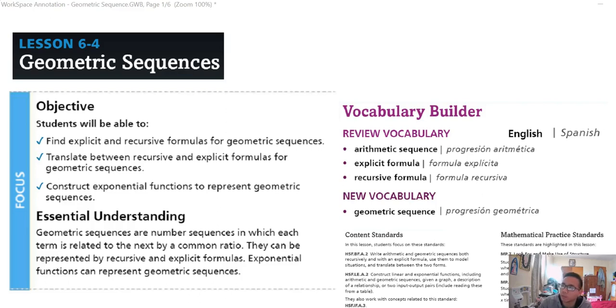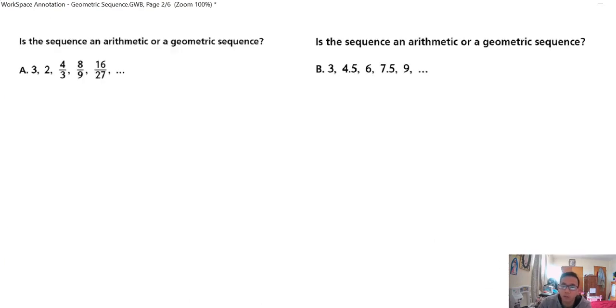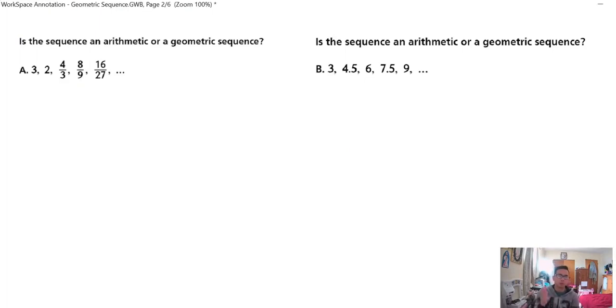identifying arithmetic and geometric sequence. So I'm going to give you two examples here. All right, so let's identify. This is my two examples here. So let's identify if these two are an arithmetic sequence or a geometric sequence.